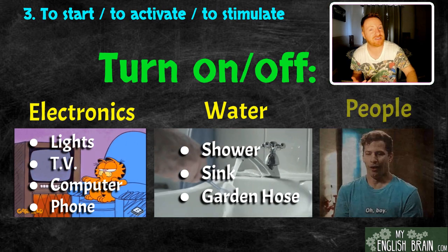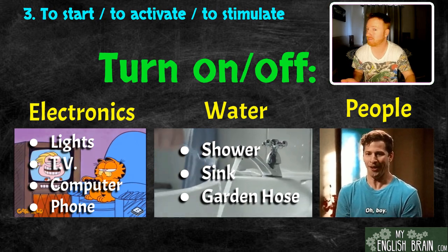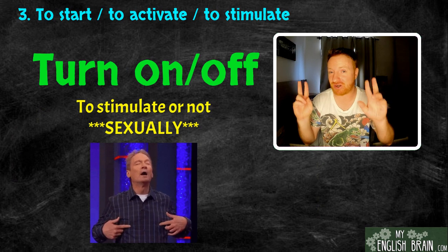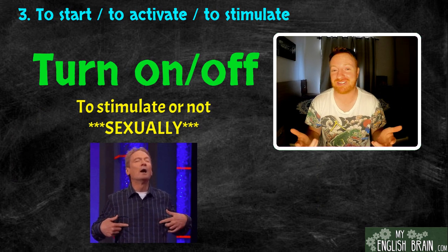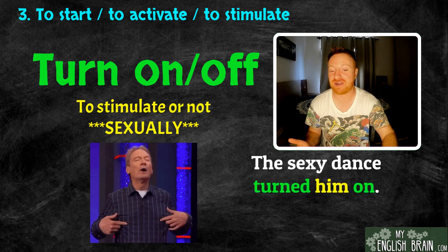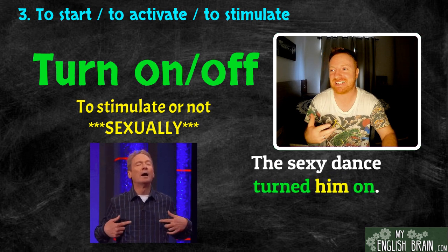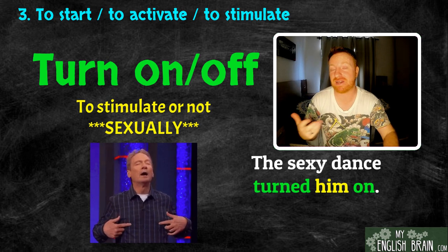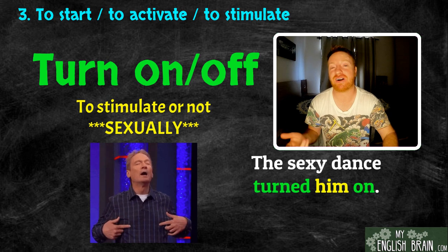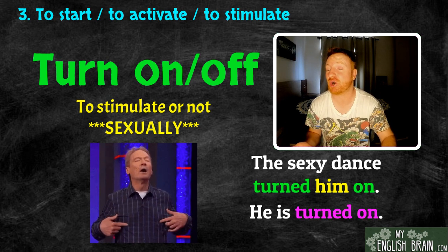So we can also use this idea of turn on and turn off with people. When you want to turn on a person, this means that you are stimulating them in a sexual way. So for example, the sexy dance turned him on. This is the idea that he is stimulated from the dance in a sexual way. It makes him feel sexual. We can also use this in an adjective. For example, he is turned on.